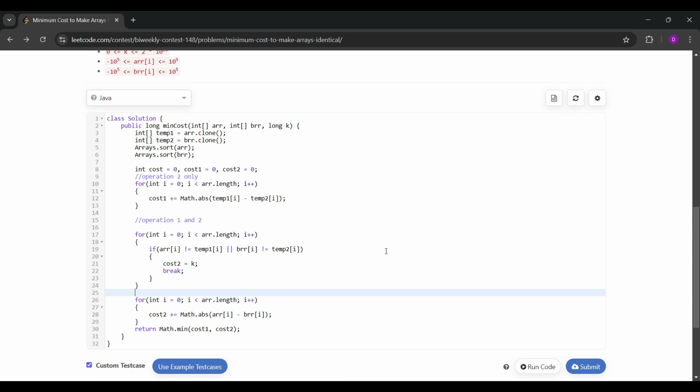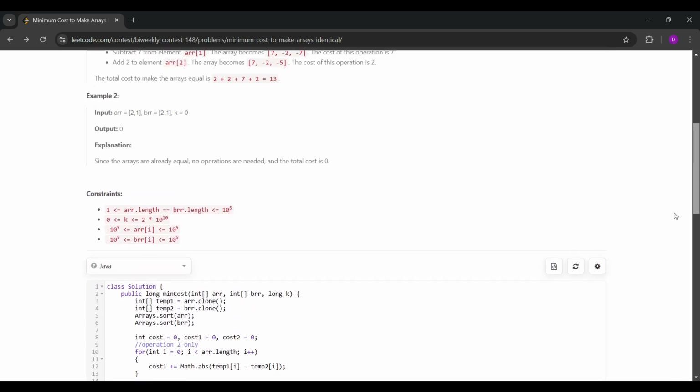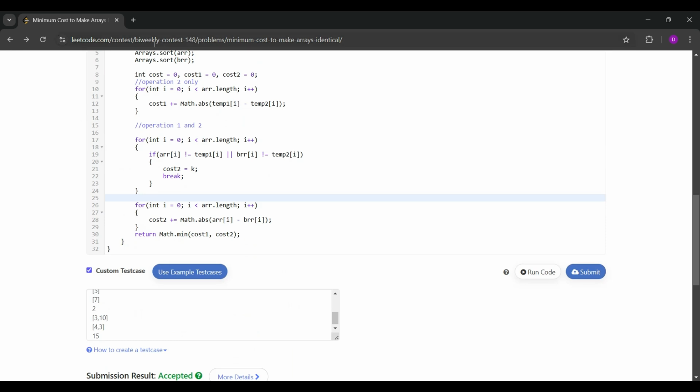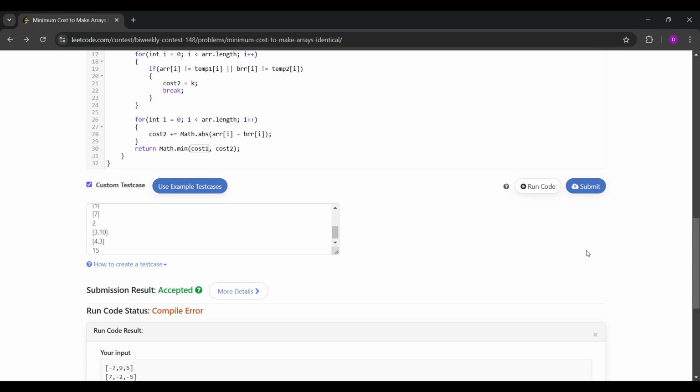Okay, so let me try to run this solution. It is giving some compile error. Okay, yes, so we have made a mistake here. Basically this should be long, and they are also expecting the result as long, because it might happen that the elements of the array can go up to 10 raised to 5, and this cost one might exceed the integer limit, so we have to make it long. Now let's try to run it.